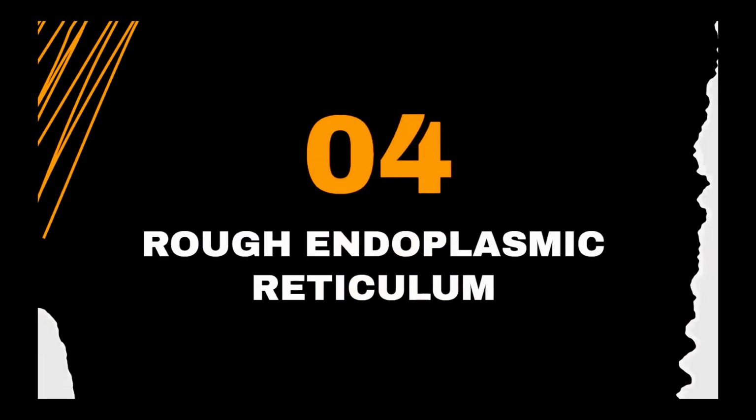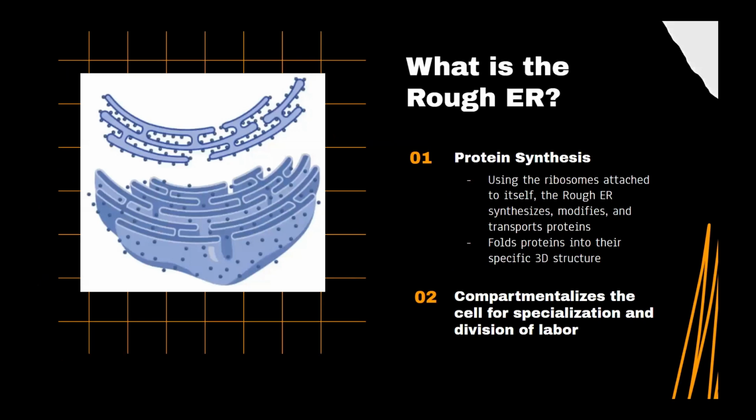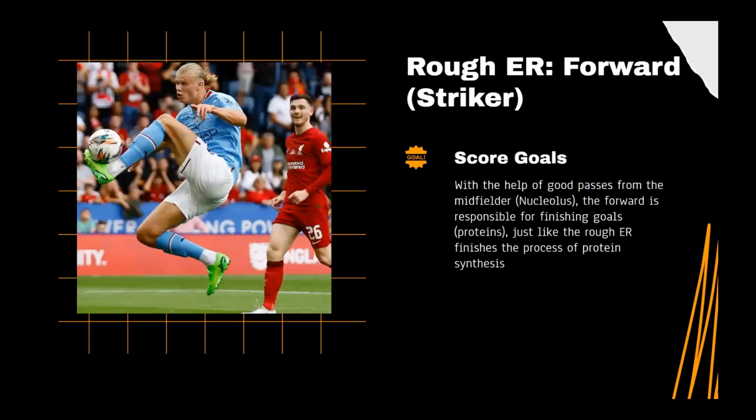And next we have the rough ER. The rough ER's main function is protein synthesis. It makes proteins and they get carried over anywhere. Another function is that it compartmentalizes the organelles in the cell into different places for them to do their function.